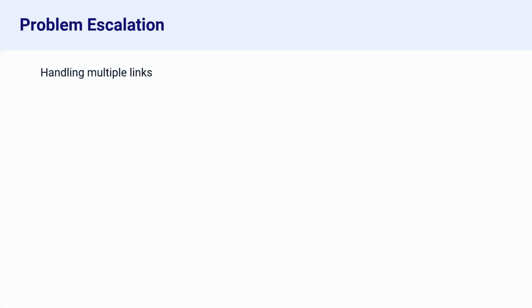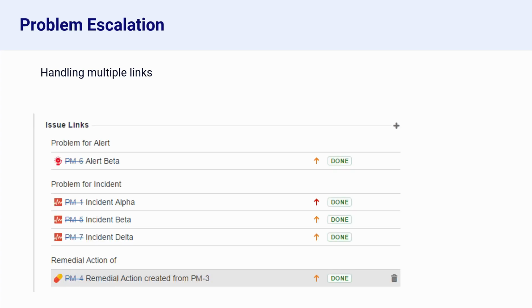And so what we're going to do is think about this in terms of handling the multiple links. And here is an example that shows you what I mean by that. Here we can see that we have a problem, and that problem has one alert and 3 incidents, but it also has a remedial action. But let's focus in on just those alerts and those incidents. Here we can see that there is 1 alert and 3 linked incidents.